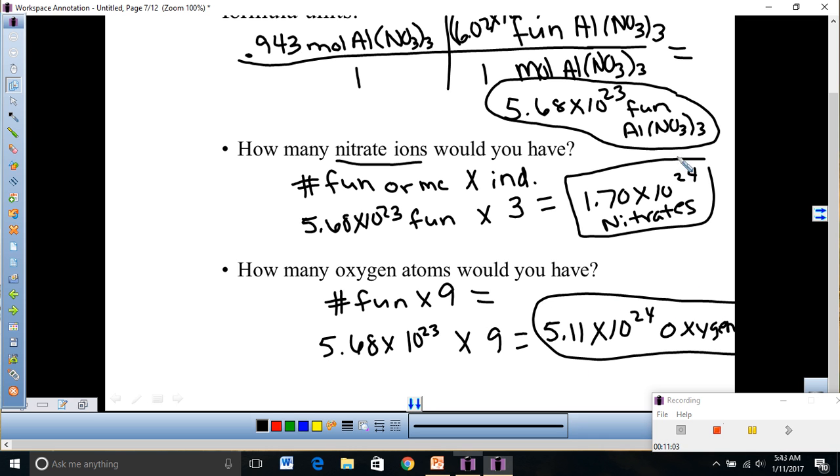If I wanted to do nitrogen, there are 3 nitrogens. I'd multiply by 3. If I wanted to do aluminum, I would multiply by 1, which I'd get the same answer. So again, to find those individual pieces, you need formula units or molecules, and then you just multiply by the individual part. You may want to write this down in your notes somewhere, because that might be helpful.